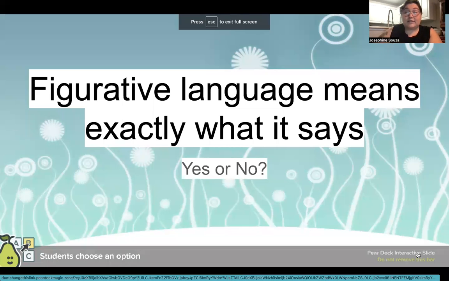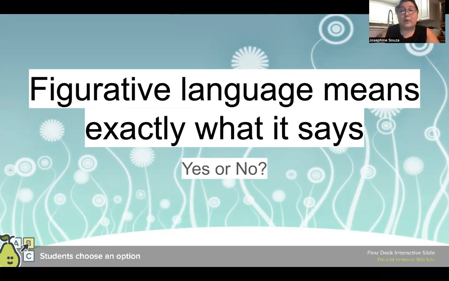Now, I did do all of this as a Pear Deck because I think it's imperative to do check-ins with your students along the way in the lesson, especially in something that is going to come up on the CAASPP test. You want to make sure that these kids are getting it as early and as securely as possible.